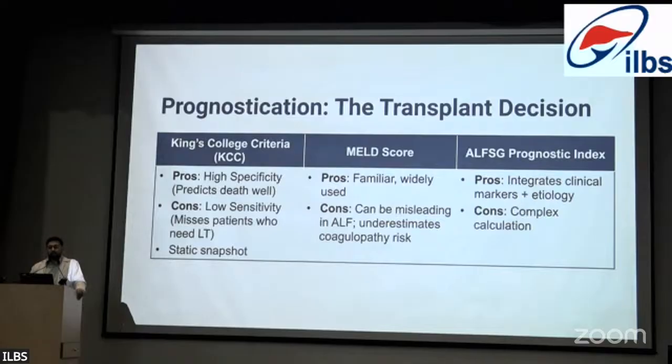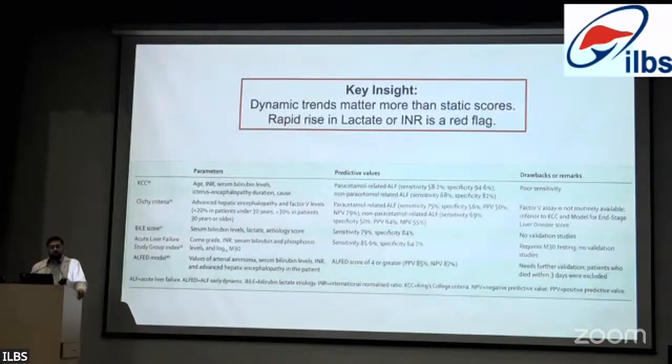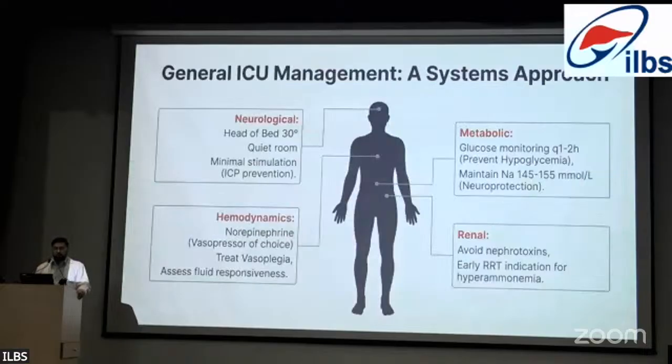And dynamic scores like ALF-SG, which includes coma and the clinical condition of the patients, are complex calculations. The most important point is the dynamic trends are more important rather than the static score. In paracetamol poisoning, a rapid rise in lactate, and in other ALFs, a rapid rise in INR should be a red flag and should be taken into account.